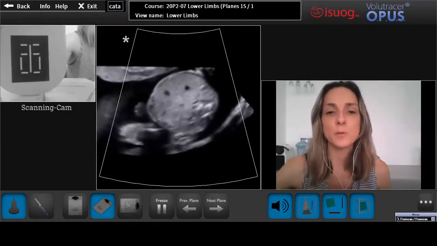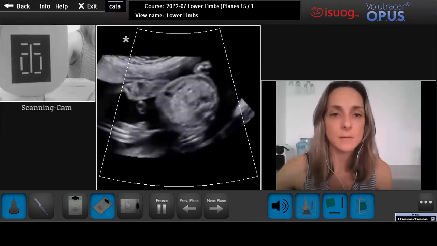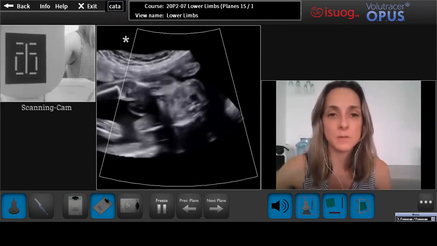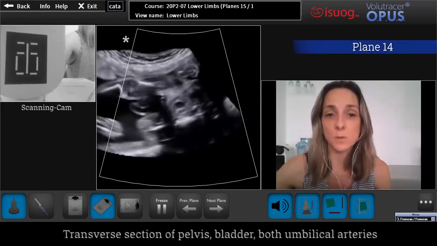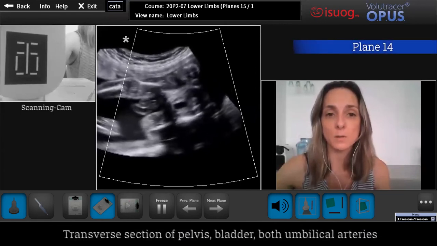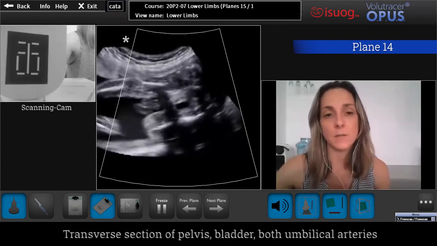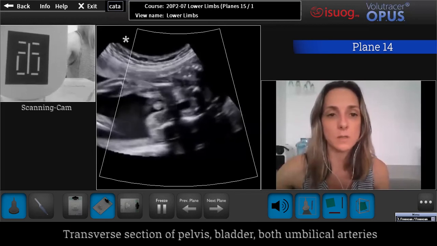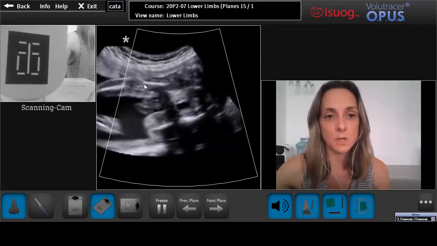So now we move on to the fetal limbs. So we're going to start with the legs. And to get to the legs, we need to start from the fetal pelvis. So we could start from plane number 14, which was the bladder and the 2 umbilical arteries. You see here, that's plane number 14. And here, as the legs are attached to the fetal pelvis, we can start seeing part of the fetal femur, as you see here.